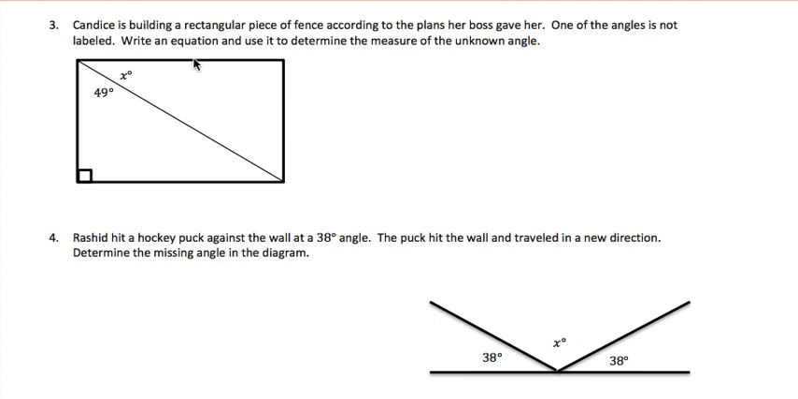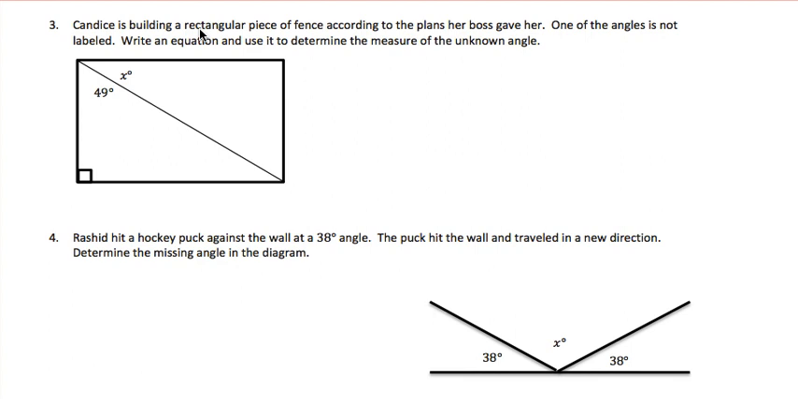In number 3, Candace is building a rectangular piece of fence according to the plans her boss gave her. One of the angles is not labeled. She'll need to write an equation and use it to determine the measure of the unknown angle. So she has this 49 and x degrees. This angle below is labeled as a right angle. So it makes me question, is this one also a right angle? Since it's not marked, I'm going to go back into the problem and read it again.